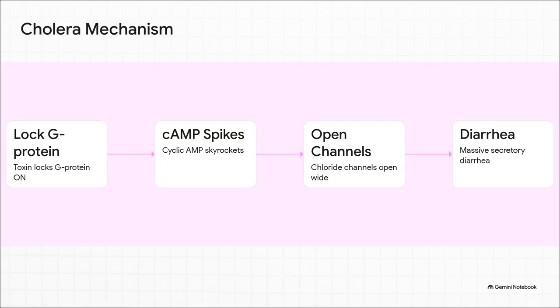And for the intestines, cholera is the classic toxin-mediated mechanism you have to know cold. The toxin locks a G protein in the on position. Because of that, cyclic AMP skyrockets, chloride channels open wide, and you get massive secretory diarrhea. And the crazy part? This happens despite the bacterium never actually physically invading the mucosa. Contrast that with Shigella, or Campylobacter, which physically invade the epithelium to cause an inflammatory, often bloody, dysentery.